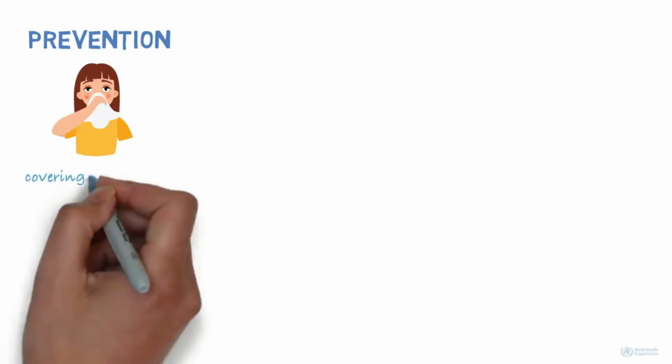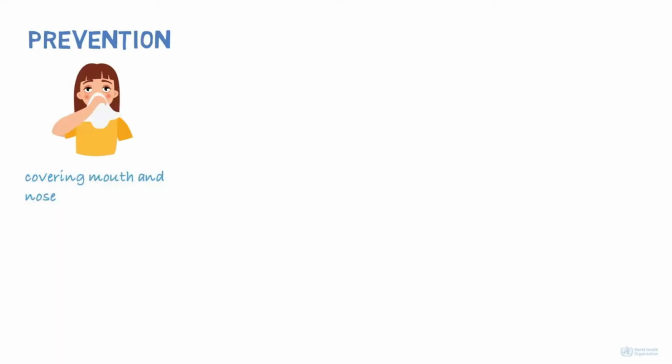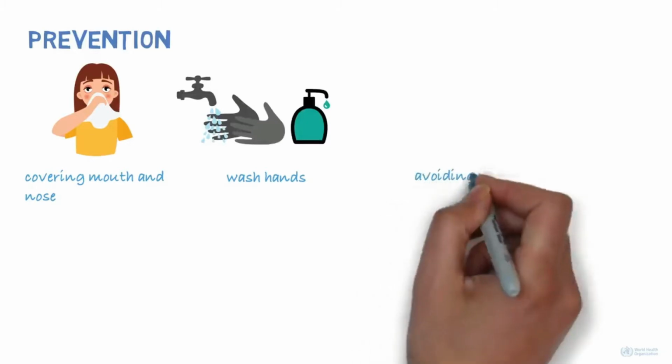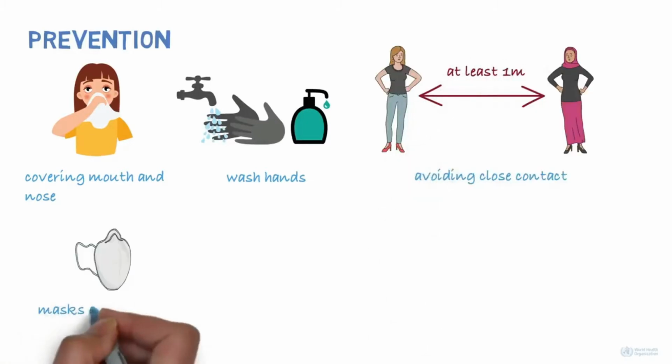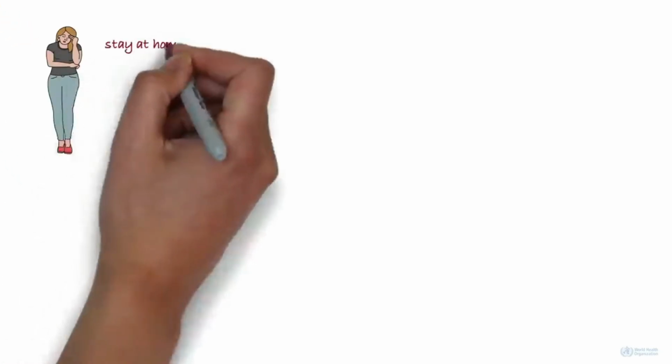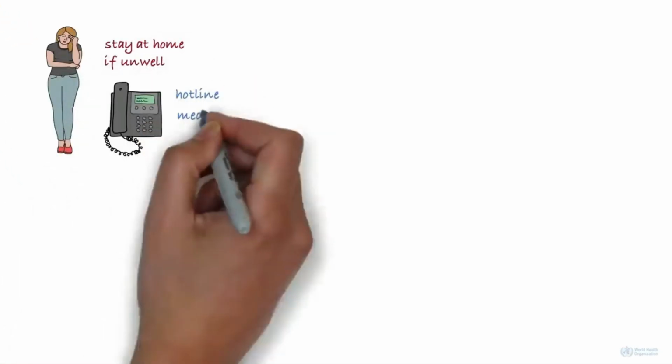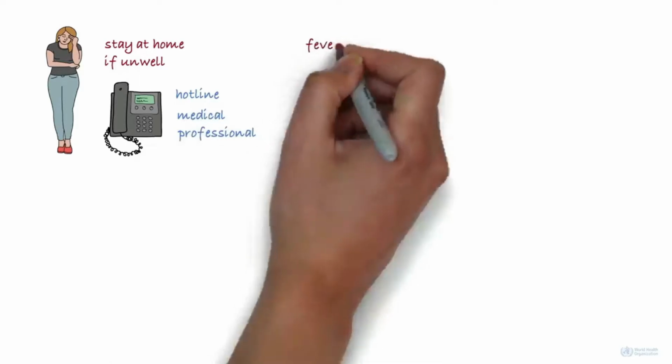How can we prevent the transmission of this virus? There are a number of effective ways to prevent the spread of the disease. This includes covering the mouth and nose when coughing and sneezing, either with a flexed elbow or with a tissue, and throwing the tissue in a closed bin after use. And wash hands regularly with soap and water or an alcohol-based hand wash, maintain at least 1 meter distance from people, and use masks and personal protective equipment appropriately, especially in a health setting.